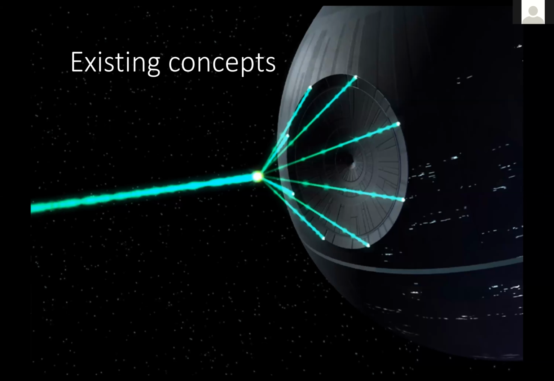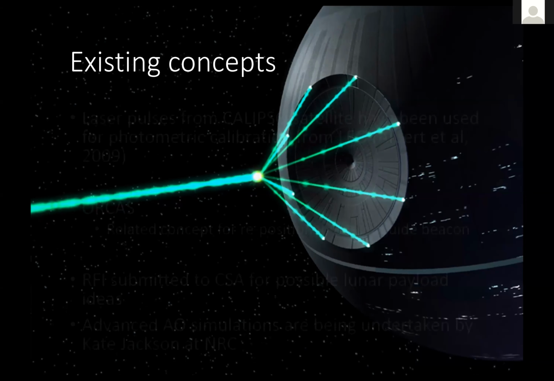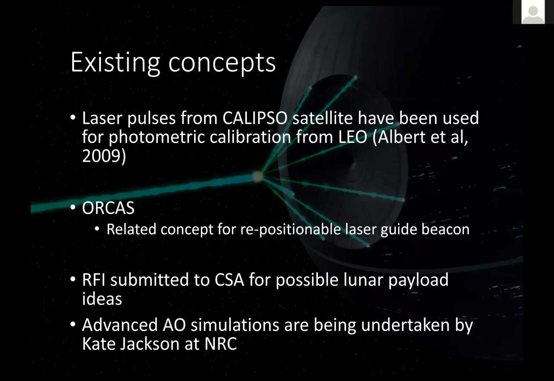So in terms of existing concepts, people have imagined putting things near the moon with lasers before. But more realistically, laser pulses from the Calypso satellite have been used for photometric calibration from low Earth orbit. And there's a related concept called ORCAS for a repositionable laser guide beacon, which wouldn't be as bright.